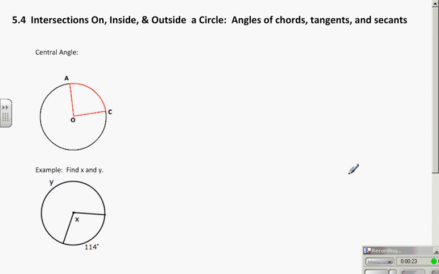The first one is a central angle, and we know that this is obviously an inside the circle situation where our center and our vertex are the same. We know that this angle and this arc have the same measure.